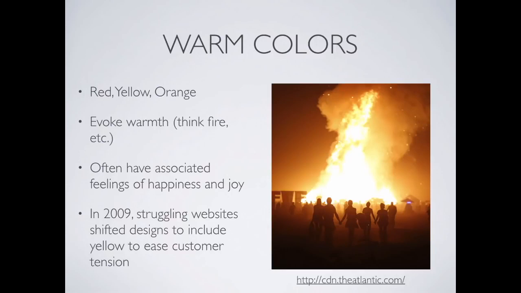So in 2009, for example, there was a big burst in the online ecosystem. Online shopping, all that stuff was kind of doing a major dip. Bubble burst. Struggling websites shifted their color schemes to include yellow to ease customer tension, to make people a little bit happier. Right? So these kinds of things happen very subtly and can transform how we perceive a particular environment.